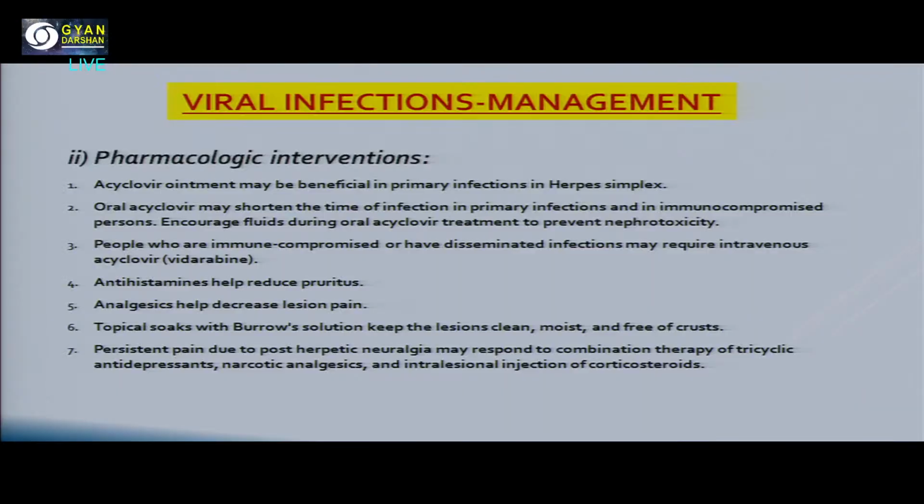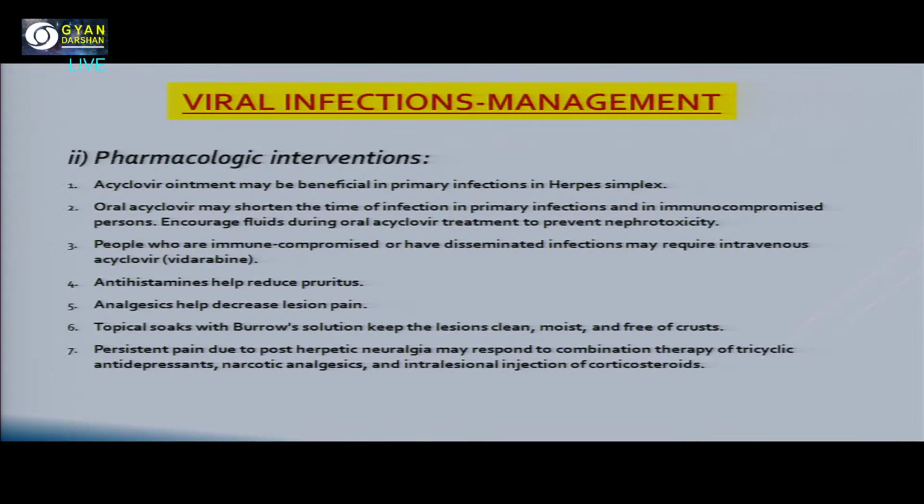People who are immunocompromised, that is, they have less immunity, can also take this therapy, but they need to take it intravenously, that is, by injections. Then antihistamines will help to reduce the pruritus. Analgesics will help to reduce the pain. Topical soaks with the Burow's solution are also useful because they keep the lesions moist and clean, and these are very useful for early recovery.